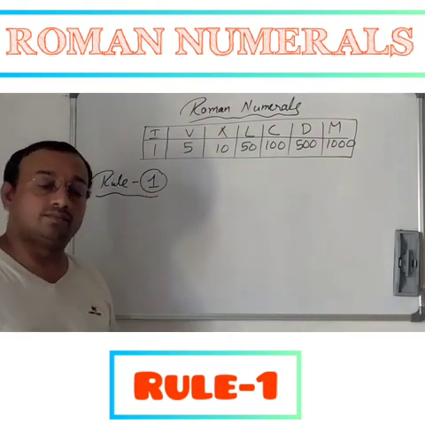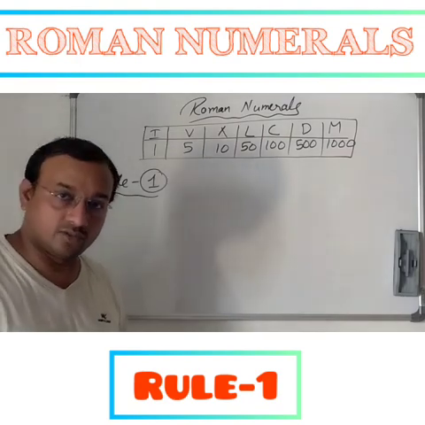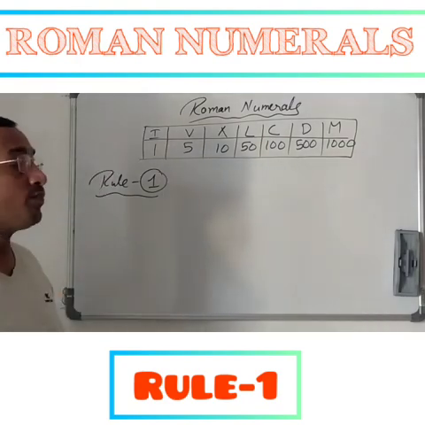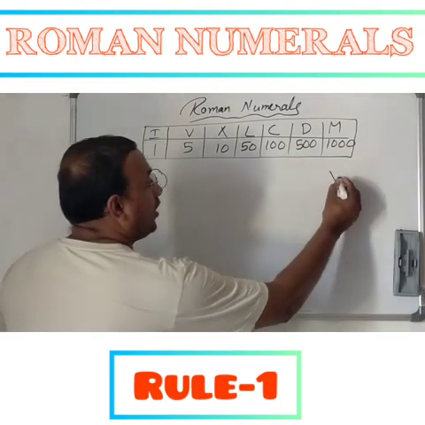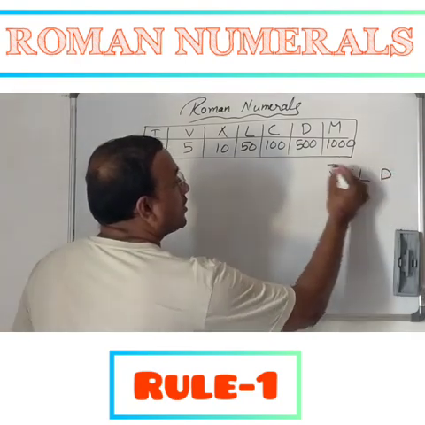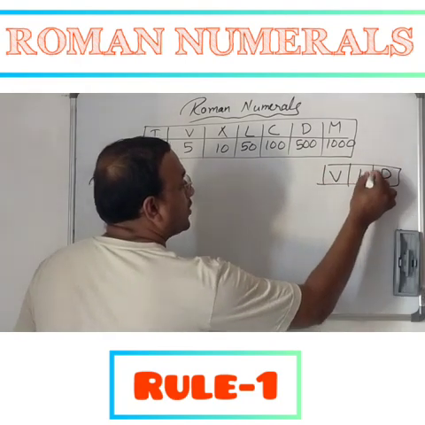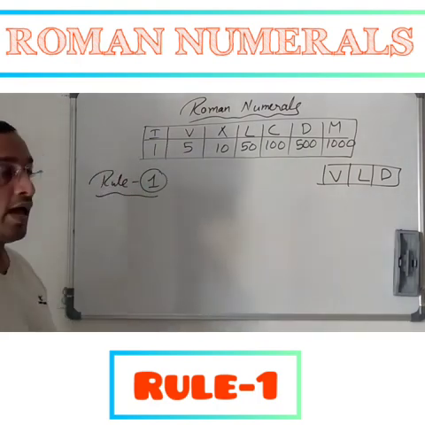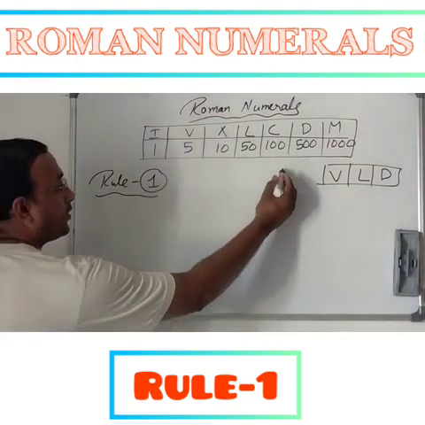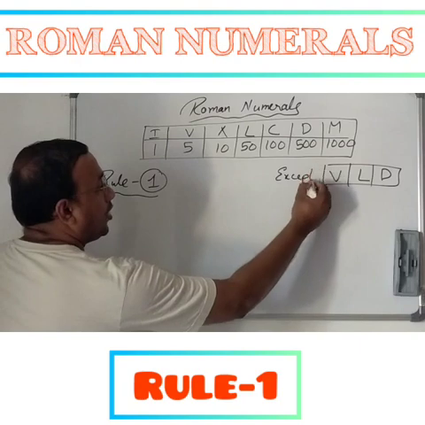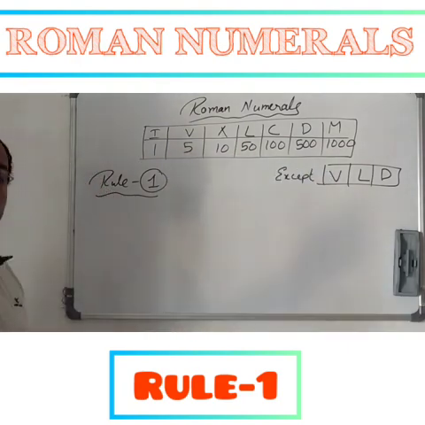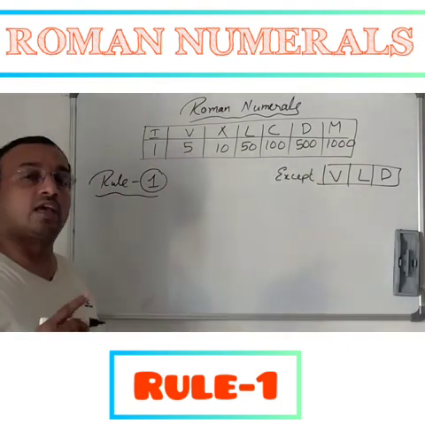and when you repeat them we can add their values. Except V, L and D, these cannot be repeated; they are used only once. Except these, all the remaining Roman numerals can be repeated a maximum of 3 times and their values can be added.